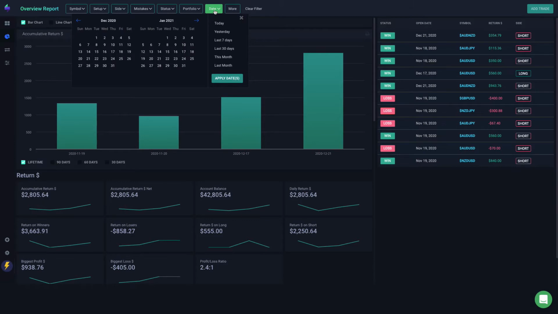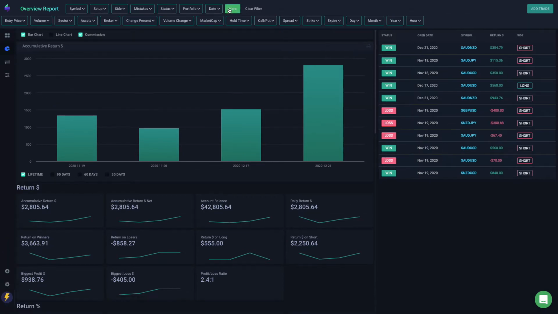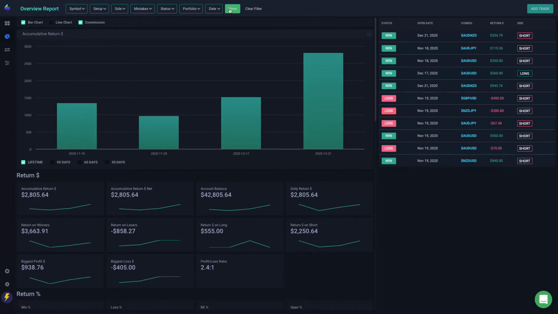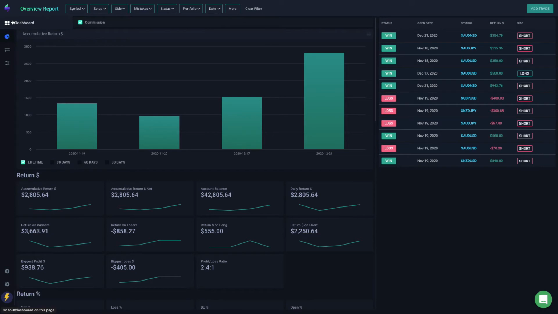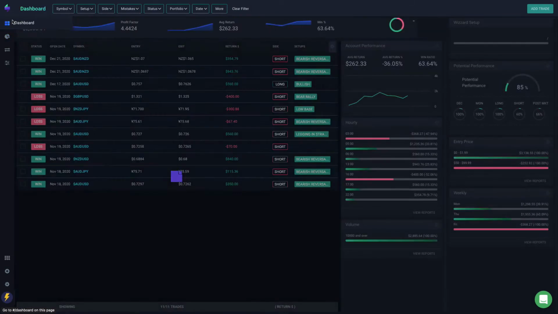So let's say you want to go by your week, or you want to see how your performance is so far for this month, then you can do that as well. And there's a whole lot of other data sets. I don't really find that necessary. I think I have enough information in here. And if I do want to clear everything up, I can just say clear filter, and everything goes back to normal. So that way you can look at your reports, look at your data.